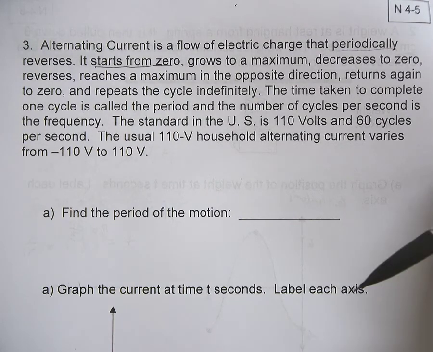The standard in the United States is 110 volts. That's when you find a plug. Wish I had one here, but I don't. Anyway, you know what a plug looks like, the plug you put in the wall. That's 110 volts, and it's 60 cycles per second.